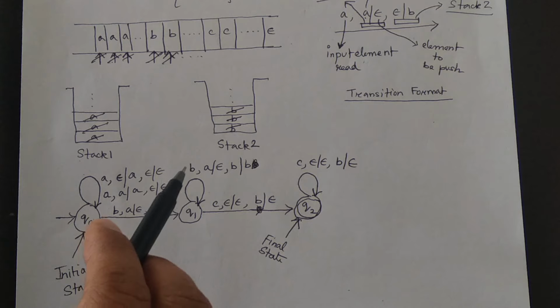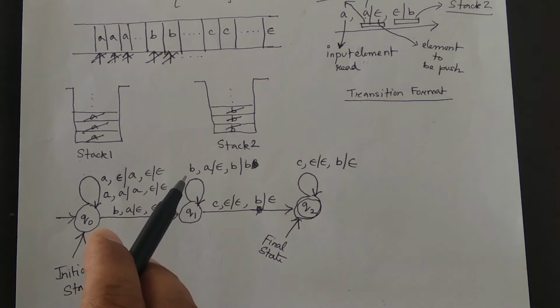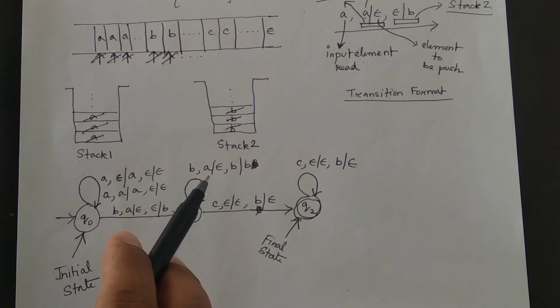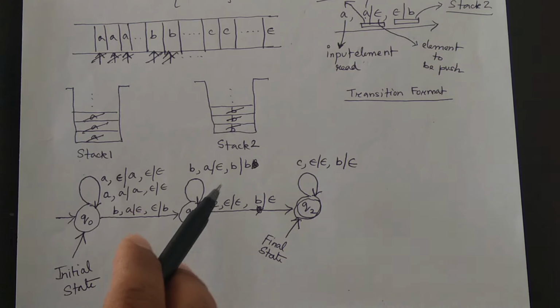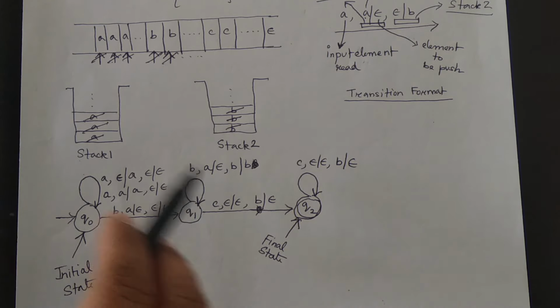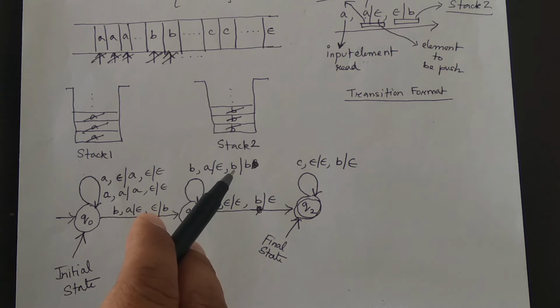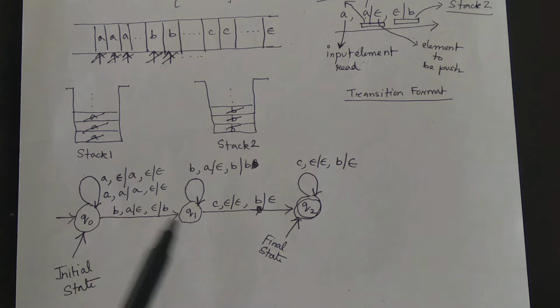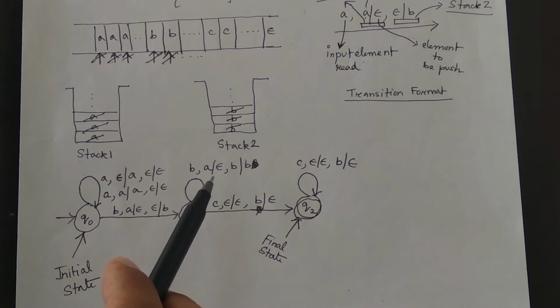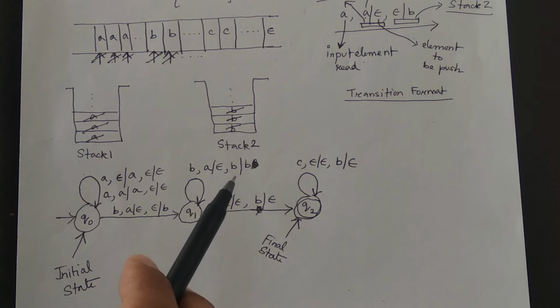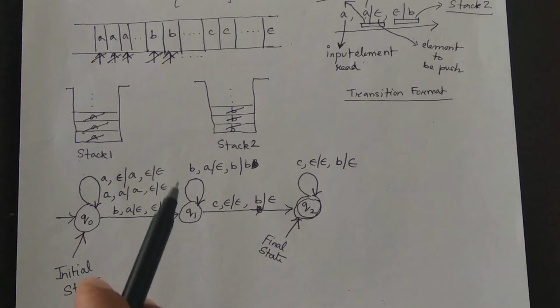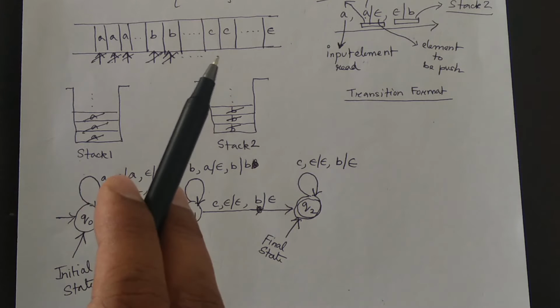Next, as this is a self loop, all the B's will process like this. That means on reading B, A will be popped from stack number 1 and B will be pushed into stack number 2. Clear? In this way, all the A's will be popped out and B will be pushed into stack number 2. Now, after this, stack number 1 will be empty. Now we have to work with only stack number 2. Correct? In stack number 2, now next will be what? After completion of all B's, C will be encountered.